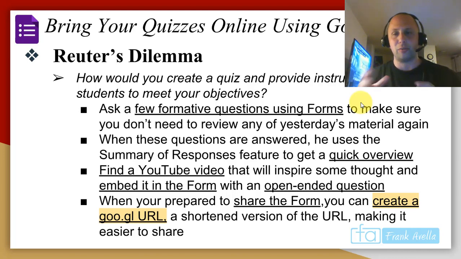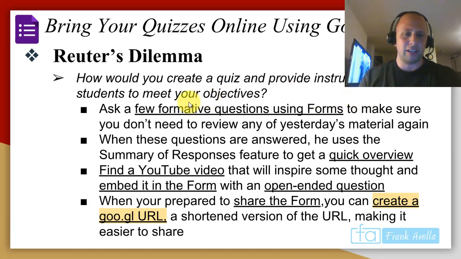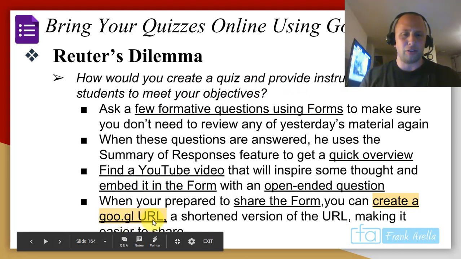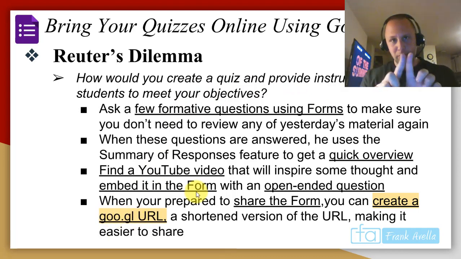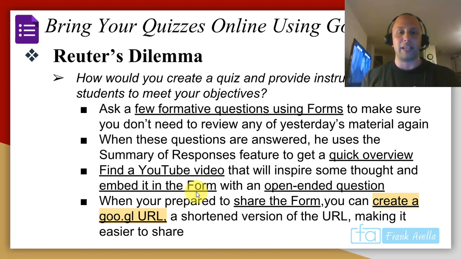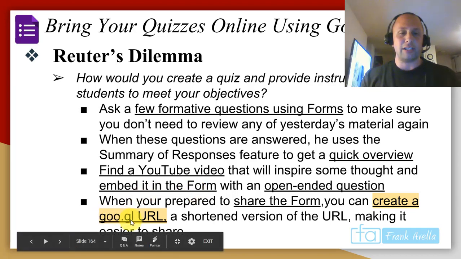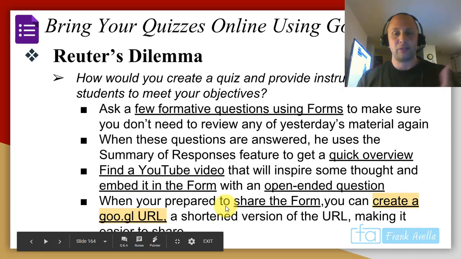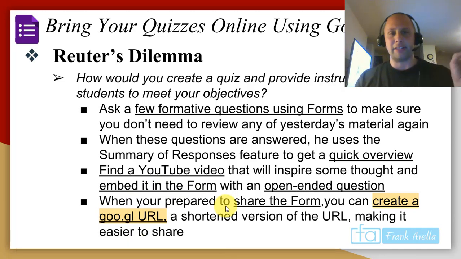So then you find a YouTube video on transcription, embed it into the form, and ask an open-ended question like, what did you learn from this video? Share that form with your students by creating, right down here you see, a goo.gl URL. That's a shortened version. Some of these links are very, very long. You can shorten these links. It's called a goo.gl URL link. It's a shortener. So that's one way of doing it. And I believe that's in one of my videos here. It's either in this video or in the next upcoming unit.